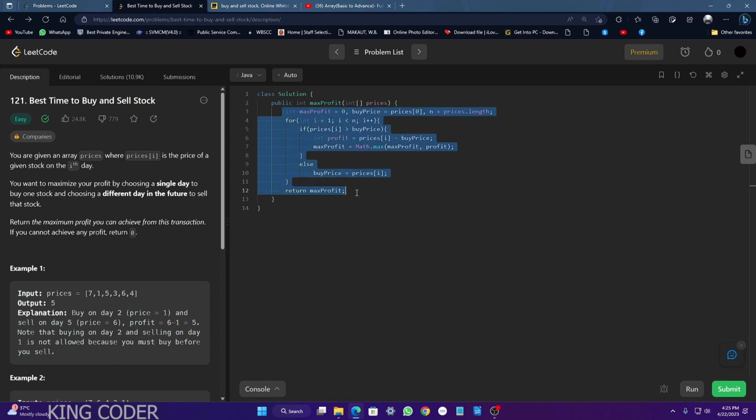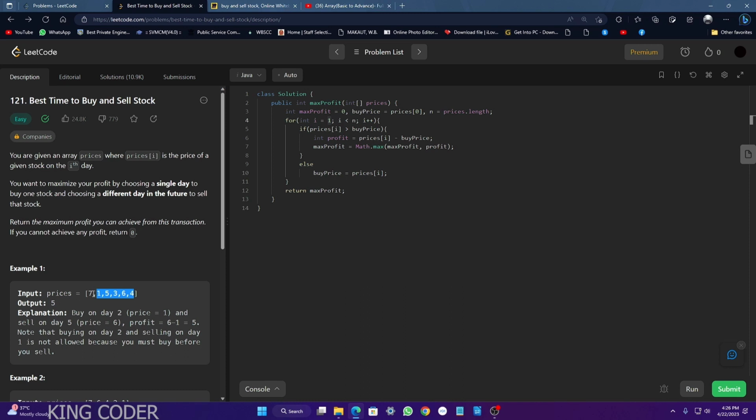So as you can see, this is the same code as before. We have initialized max profit as 0, buy price as prices of 0, and n is the length of the array. We have run a for loop from i equals 1, as we have already taken prices of 0. So it will check from here. It will check if prices of i is greater than buy price, that is, if 1 is greater than 7.